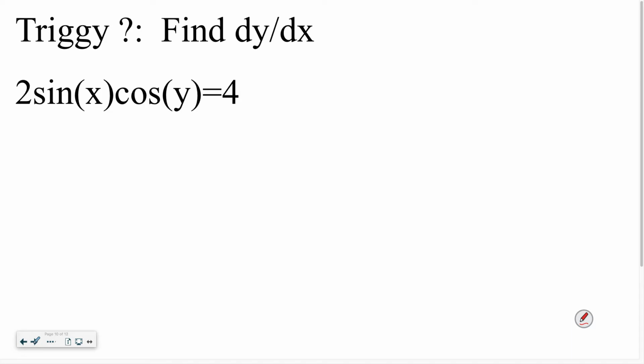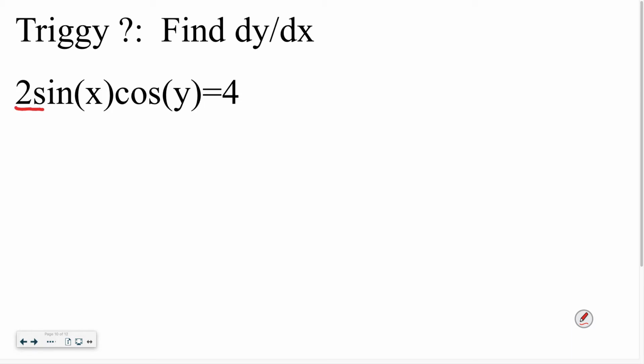Okay, so is this an implicit function? Yes. I said implicit. It's implicit. You don't want to solve for y. So, when we take our implicit derivative, what strategy do we need to use within that? The product rule.